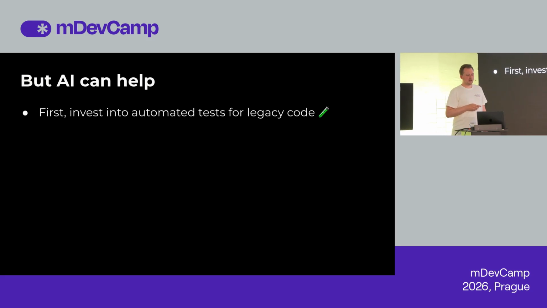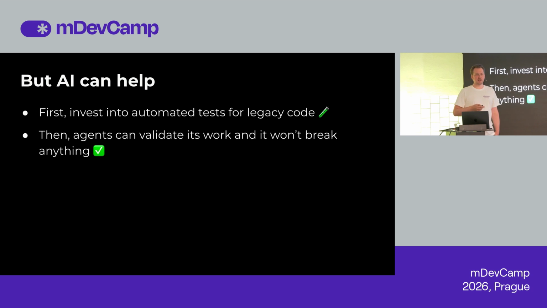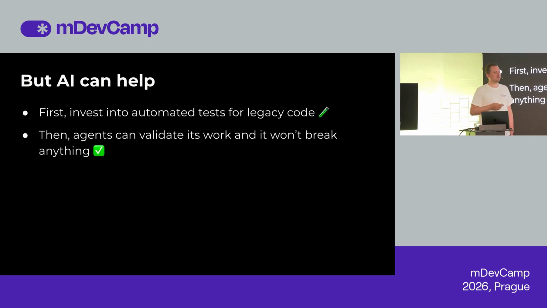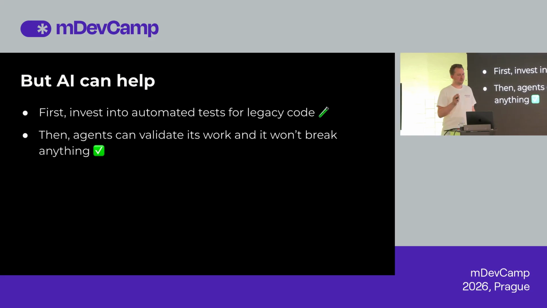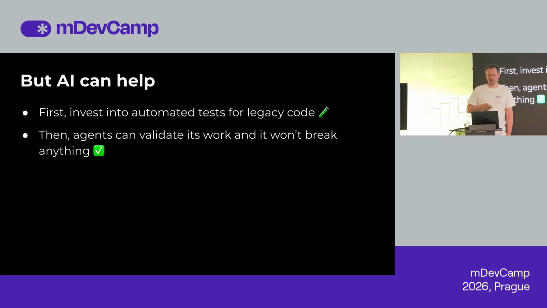If you are using AI for this, first I recommend you invest some time into writing unit tests or some other tests for the legacy code. AI can help you even with generating those tests. Because then if you have AI agents, they can validate their refactors and you can be sure that they didn't break anything. If the tests are in the loop with the agents, you have much more reliable output.